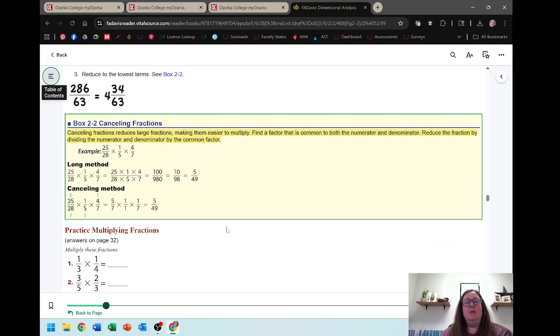Some of you might remember learning how to cancel fractions to make them easier to multiply. If you know how to cancel fractions and you're comfortable doing that, by all means, feel free to do that throughout this course, but I'm not going to go over it or require you to do it because I don't want to confuse anyone, okay?